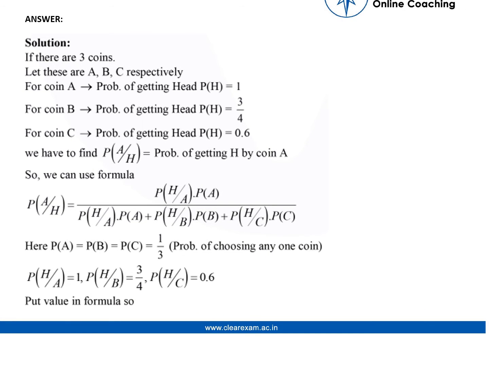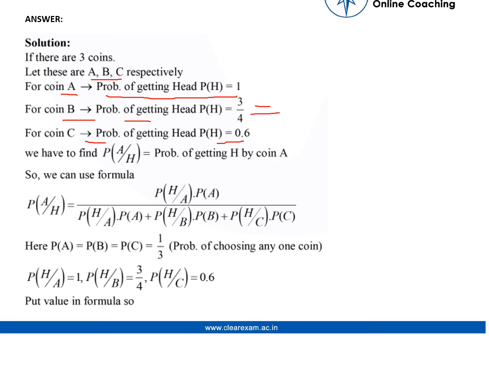Given that there were three coins, let's name them A, B, C respectively. For coin A, which is double-sided head, the probability of getting head will always be 1. For coin B, it was 75% biased towards head, so the probability will be 3 by 4. And for coin C, the probability would be 0.6 as it was 40% biased towards tails.